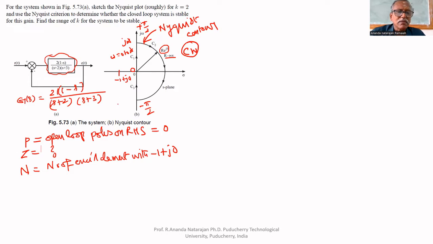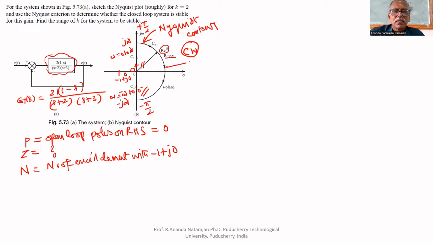Third segment is minus j infinity to 0, that is omega varies from minus infinity to 0 minus. Here this is 0 plus. 0 plus means towards the positive side. 0 minus means towards the negative side. That is the meaning. This is up to 0 minus. This is up to 0 plus.